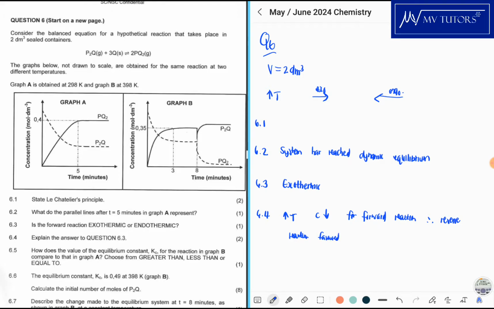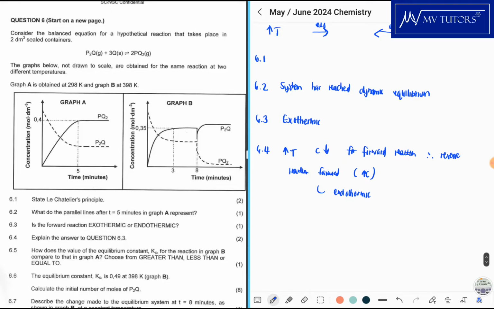Okay, the reverse reaction is favored because we see that the concentration is actually higher. In that case, if the reverse reaction is favored due to the increase in temperature, it means that the reverse reaction is actually endothermic, meaning that the forward reaction is exothermic.